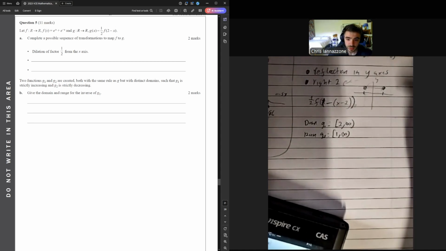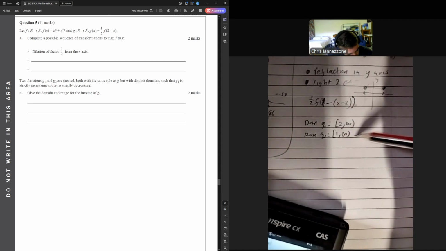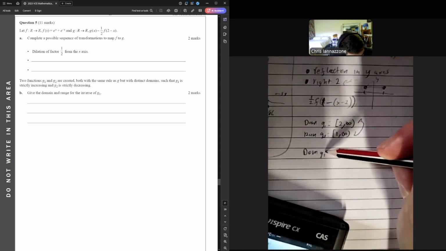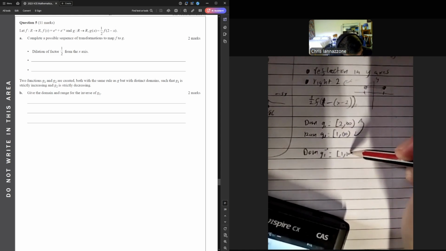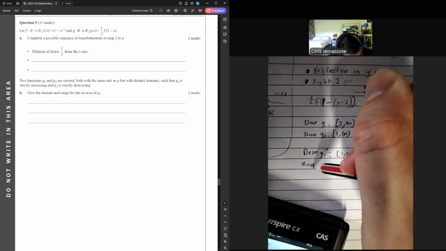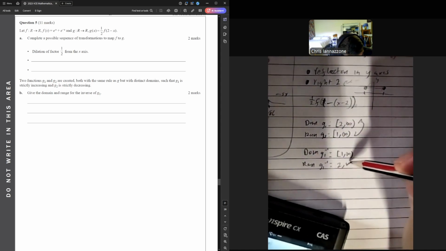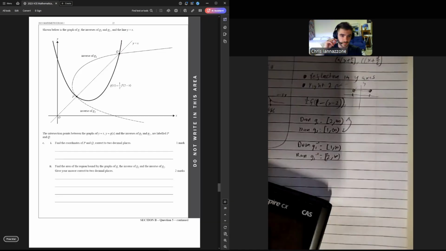So if you want to find the domain and range of the inverse, you just swap these around. So the domain of g1 inverse is 1 to infinity, and then the range of g1 inverse is 2 to infinity.